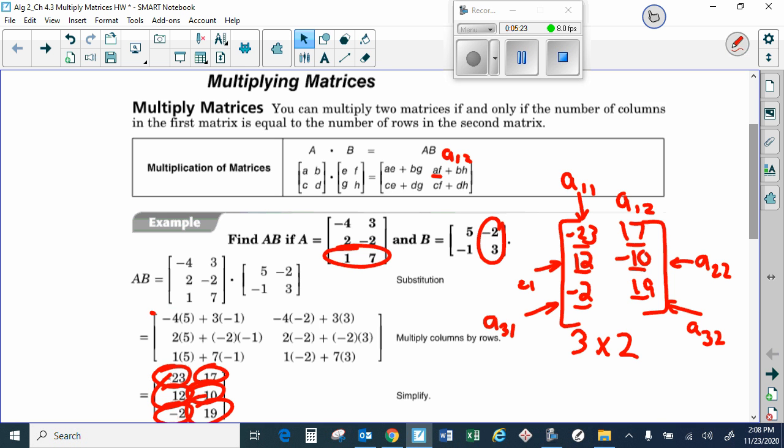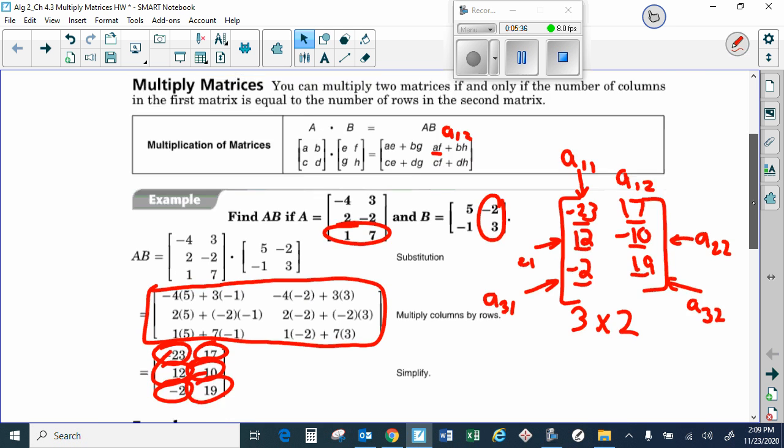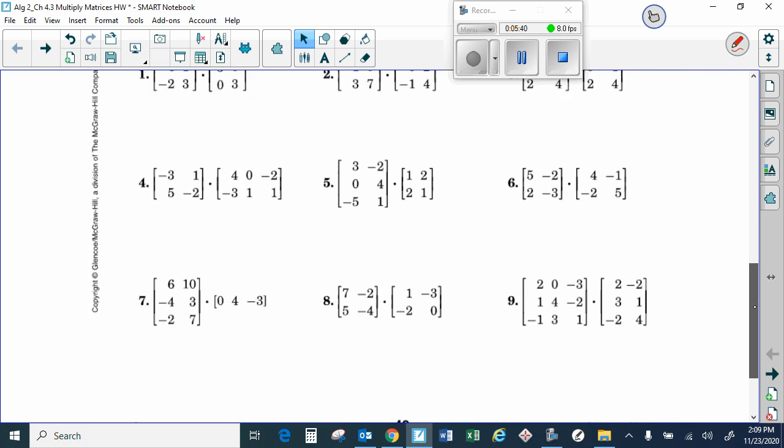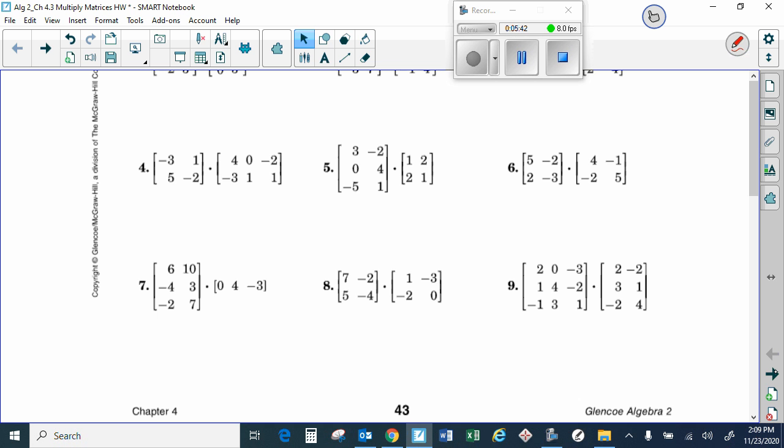Okay, and so here's their work writing it out, that I just did in my head when I told you what I did. That's writing out the steps of what you're multiplying and adding together to get that final answer. All right, so this is how you multiply matrices. Okay, so they give you 9 to go ahead and do there.